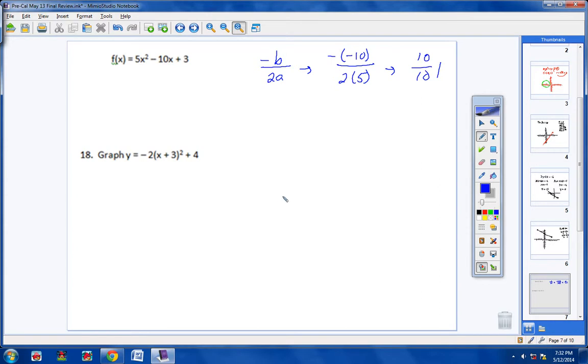Now that's part of your vertex, okay? So part of your vertex is 1. Now I'm going to put a 1 in everywhere there's an x, and I'm going to get 5 minus 10 plus 3. I should get out a negative 2.